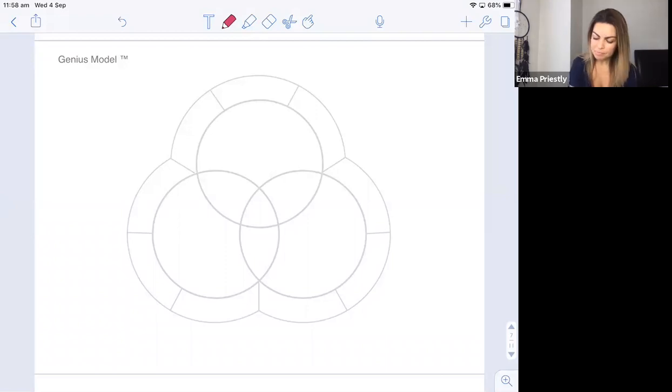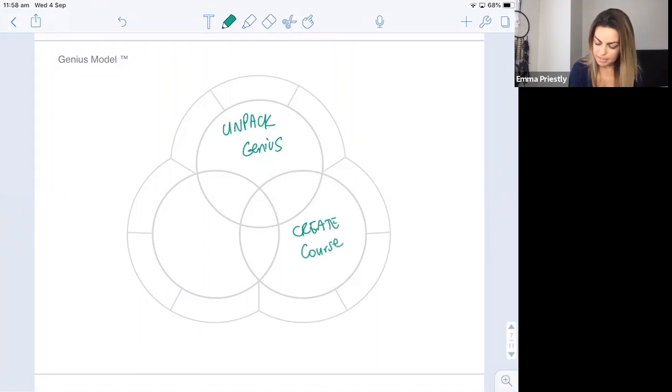So let's go. So step 1 is unpack. And when we're talking about unpack, we're talking about unpacking your genius. The second piece to this is create. So we're going to create a course. And the third element is deliver. And in this case, we're going to deliver transformation.